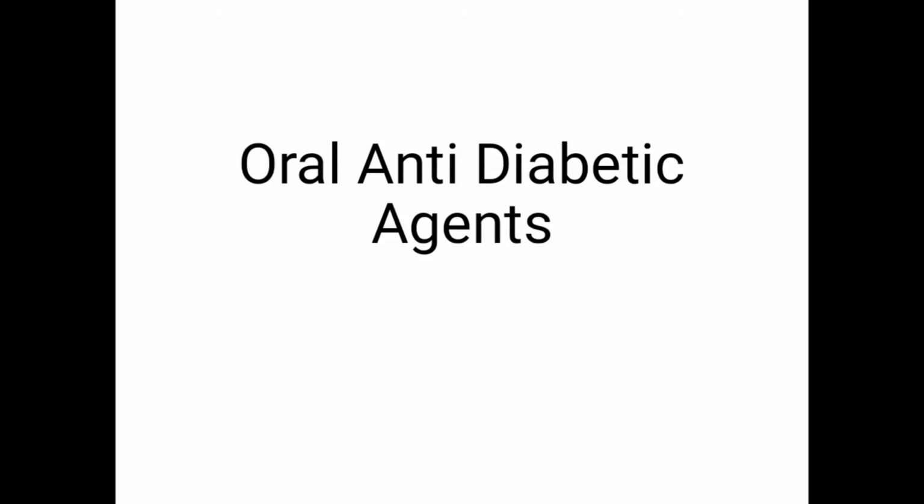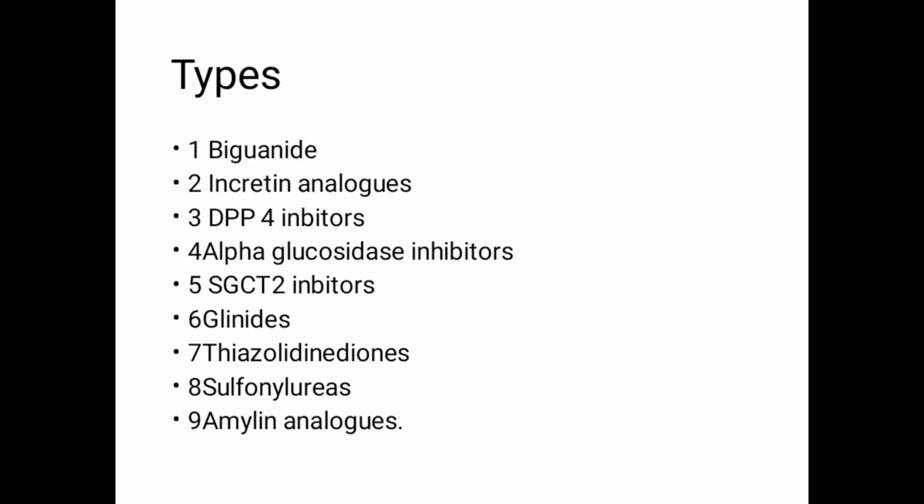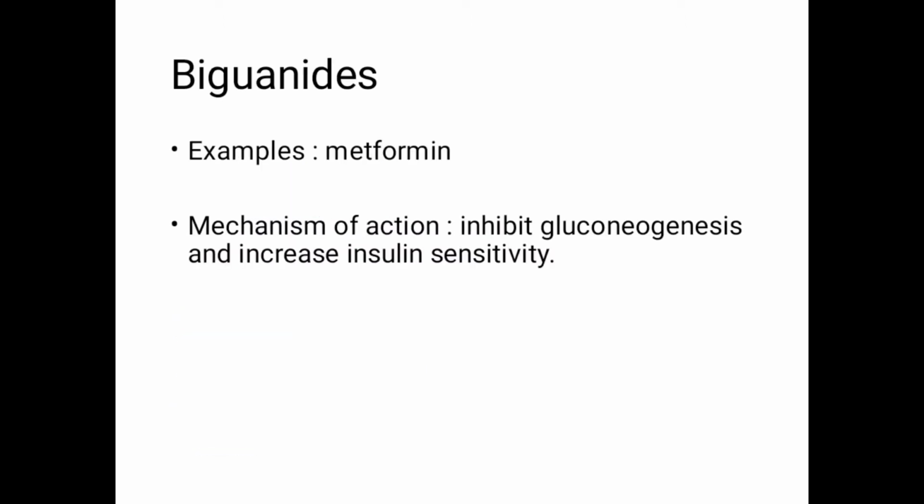Oral anti-diabetic agents can be grouped into about 9 classes. For each of these classes, we have what are known as biguanides. In the biguanides, we also have incretin analogues, DPP4 inhibitors, alpha glucosidase inhibitors, sodium glucose cotransporter 2 inhibitors, the glinides, the thiazolidinediones, sulfonylureas, as well as amylin analogues.